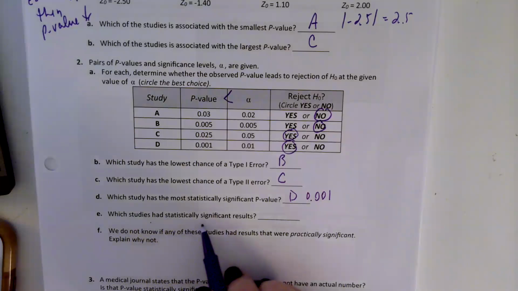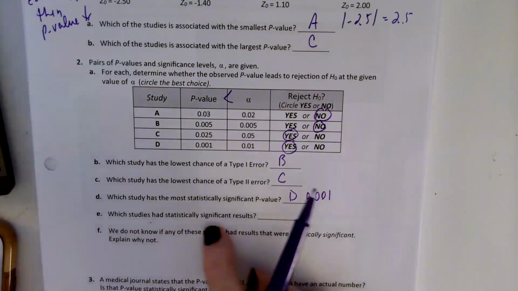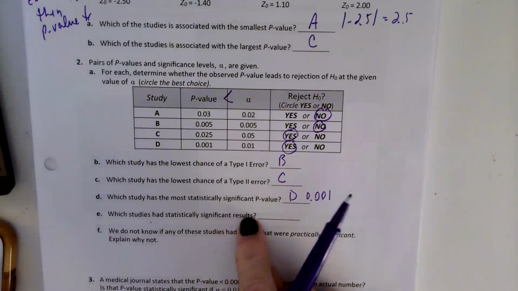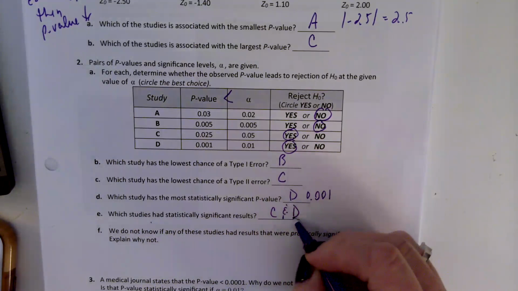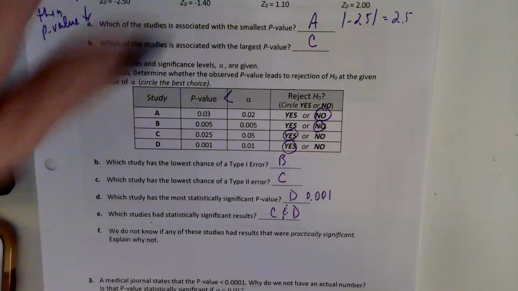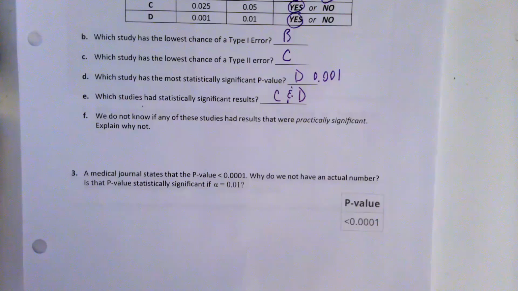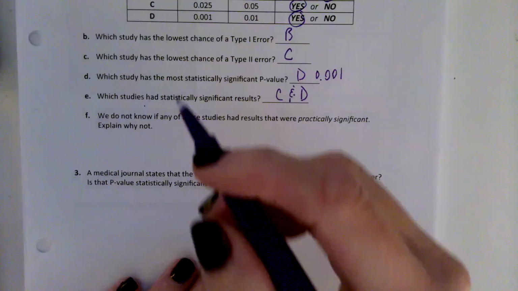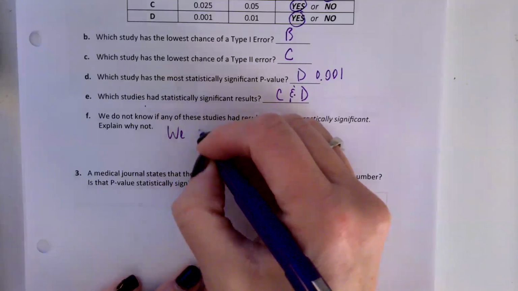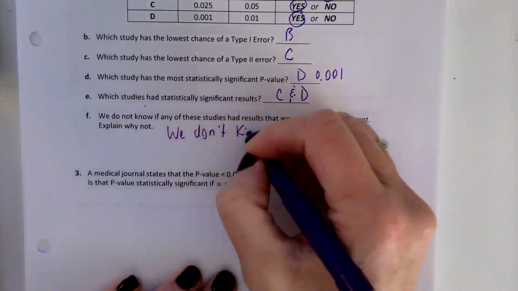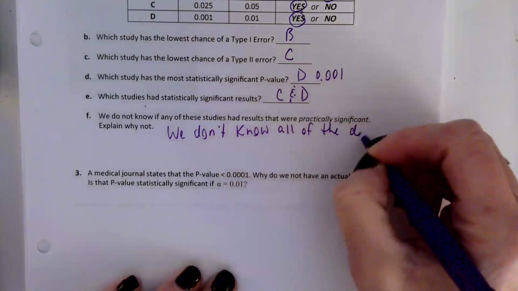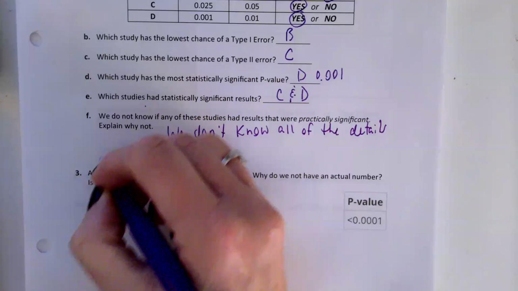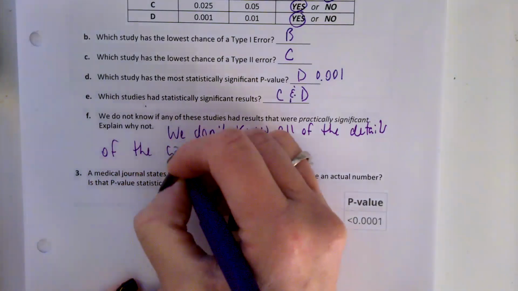Which studies had statistically significant results? So statistically significant is equivalent with rejecting H0. So that was studies C and D. F says, we do not know if any of these studies had results that were practically significant. Explain why not. And that's because we don't know all of the details of the context.